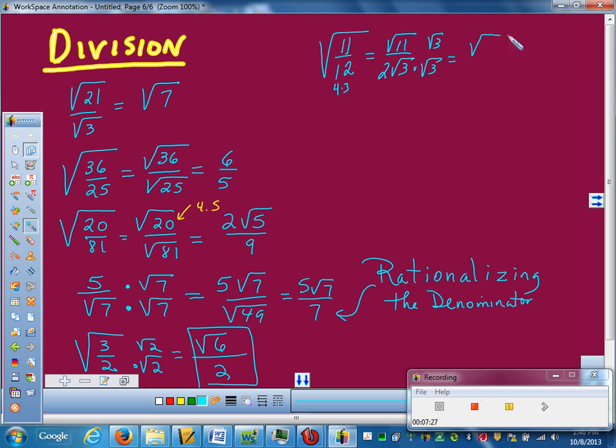In which case, this would get me square root of 33 over, okay, this would be negative 90. Okay. Square root of 3 times itself is square root of 9 or 3, and 3 times 2 is 6. So it would be a 6 on the bottom. So the square root of 33 on top. 13.